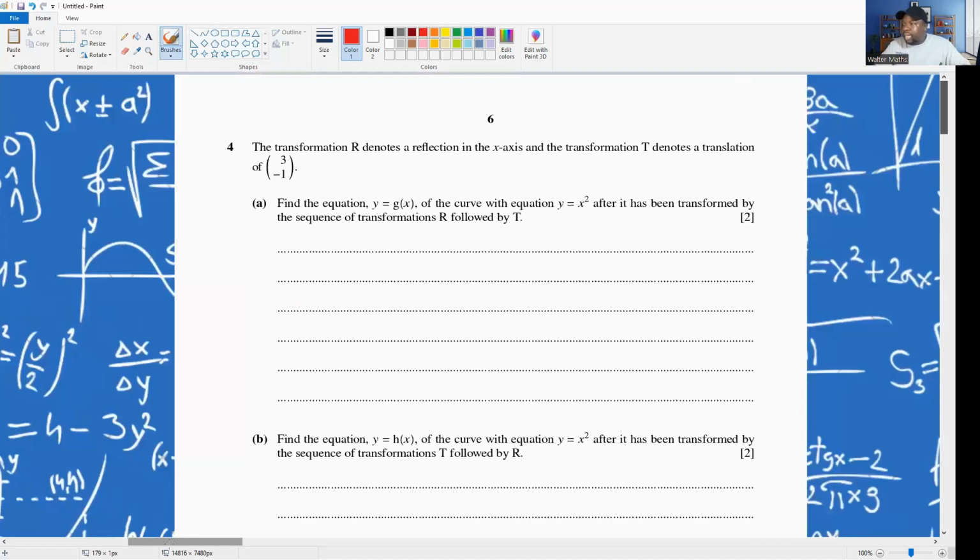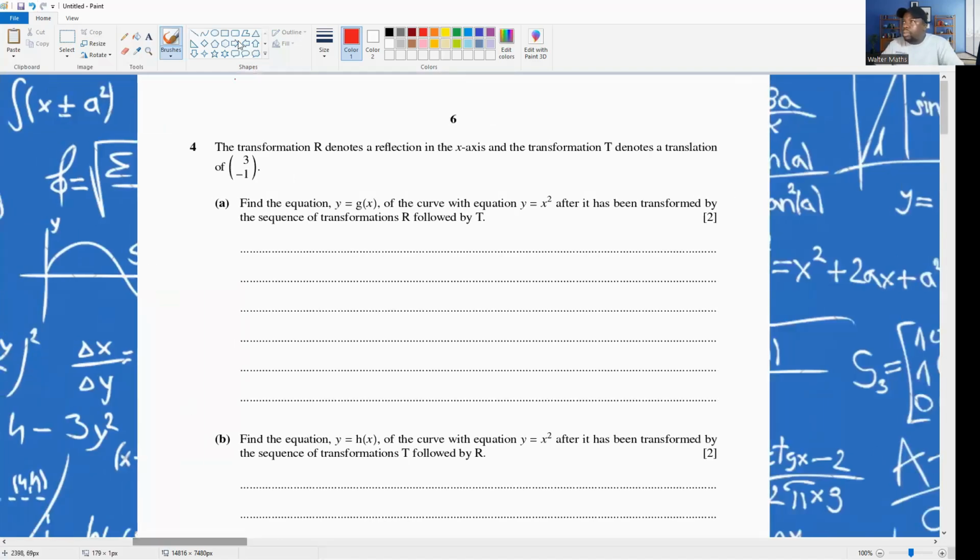Okay, so we are going on to question 4. On question 4, they say the transformation R denotes a reflection in the x-axis and the transformation T denotes a translation of 3 and minus 1. So on part A, find the equation y is equal to g of x of the curve with the equation y is equal to x squared after it has been transformed by the sequence of transformations R followed by T. All right. So g of x means R followed by T is the final equation of the curve with the transformation in the sequence R followed by T. All right, so let's answer this.